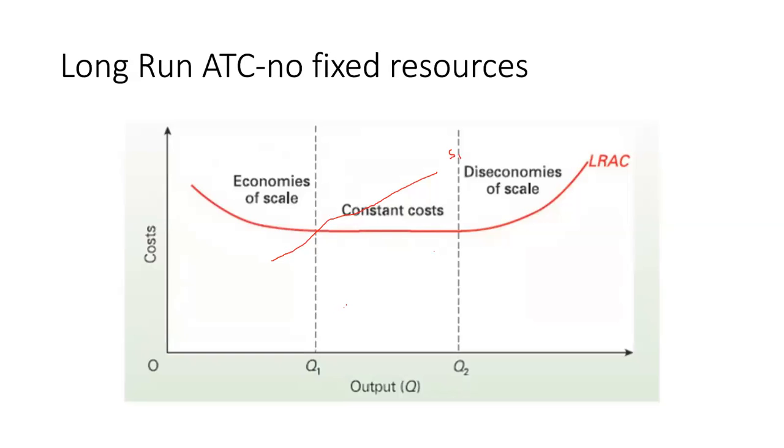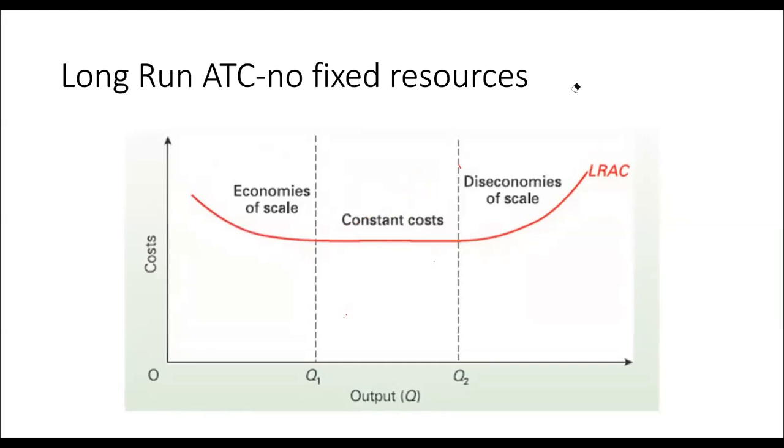All right, so here, let me do a little erasing to make that look a little neater. All right, here is the long run average total cost. Remember, it's the long run, no fixed resources. You have economies of scale. What's economies of scale? As quantity increases, average total cost decreases.